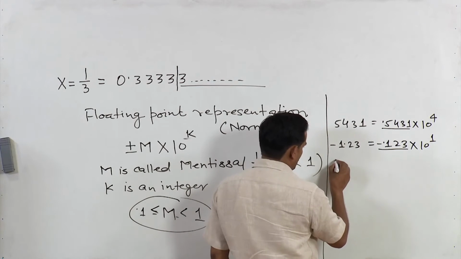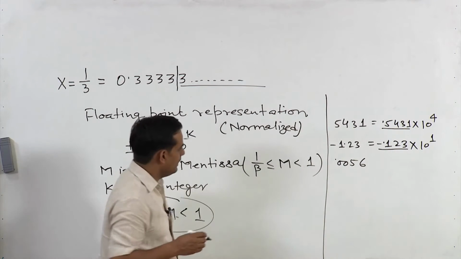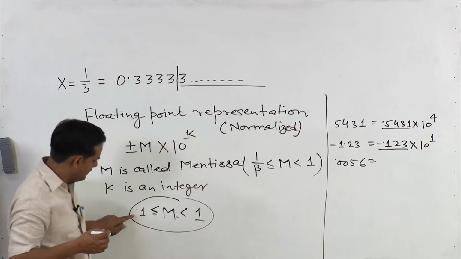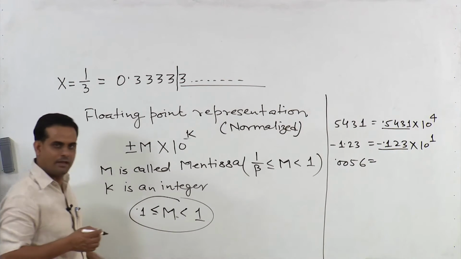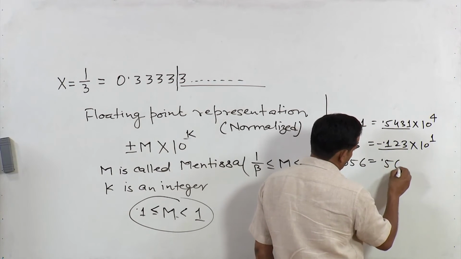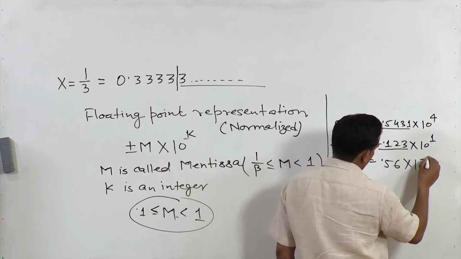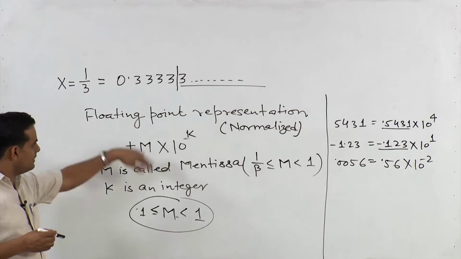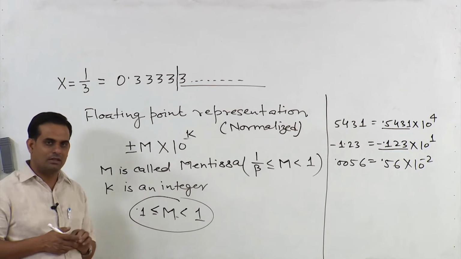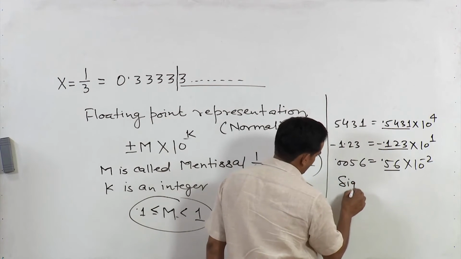Suppose I have a number 0.0056. Here you can see that 0.0056 is less than 0.1. So what will happen? I will write this number as 0.56 into 10 raised to power minus 2. So this is the floating point representation of a number in computers, and the digits in the mantissa are called significant digits.